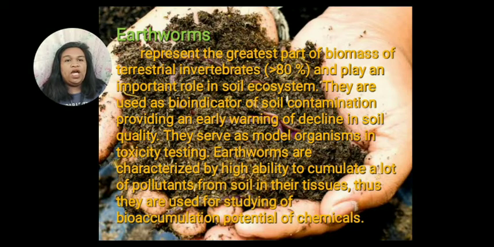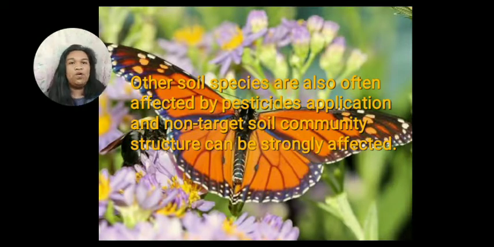Earthworms represent the greatest part of the biomass of terrestrial invertebrates and play an important role in the soil ecosystem. They are used as bioindicators of soil contamination, providing an early warning of decline in soil quality. They serve as model organisms in toxicity testing. Earthworms are characterized by a high ability to accumulate a lot of pollutants from soil in their tissues. Thus, they are used for studying the bioaccumulation potential of chemicals. Other soil species are also often affected by pesticide application, and non-target soil community structure can be strongly affected.